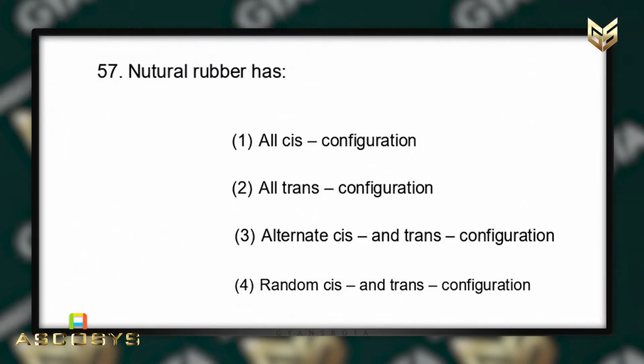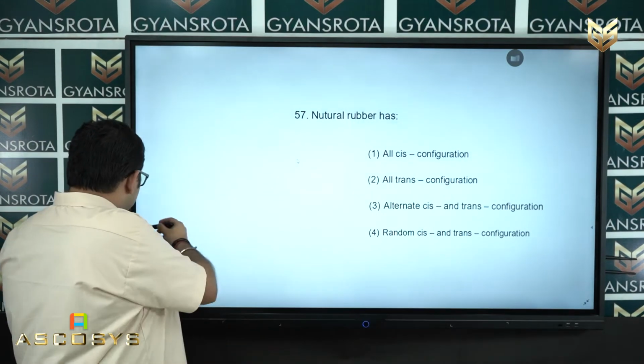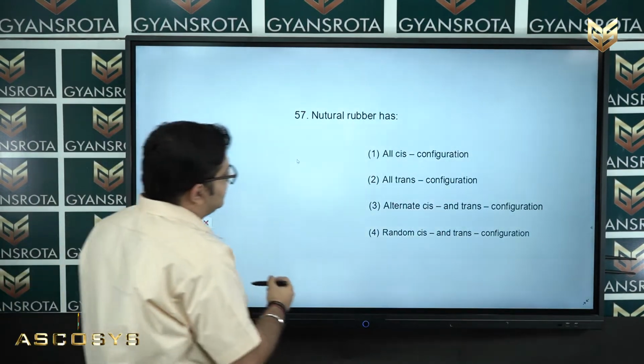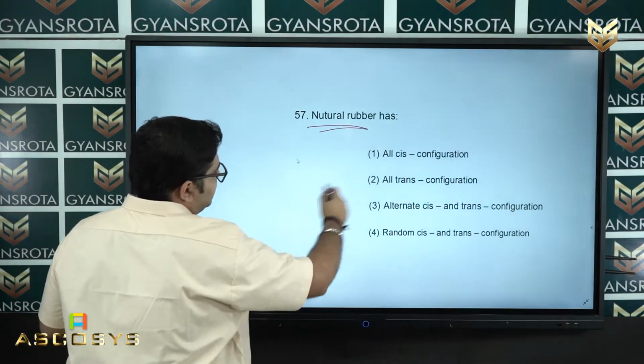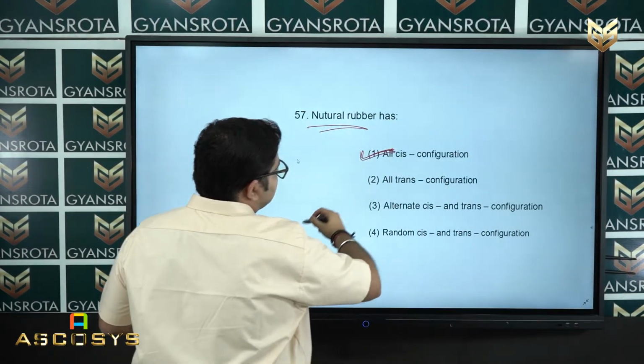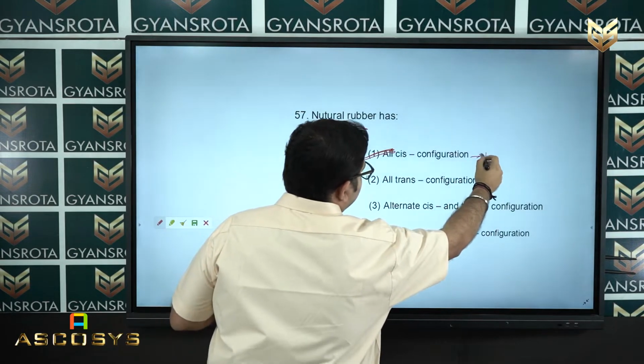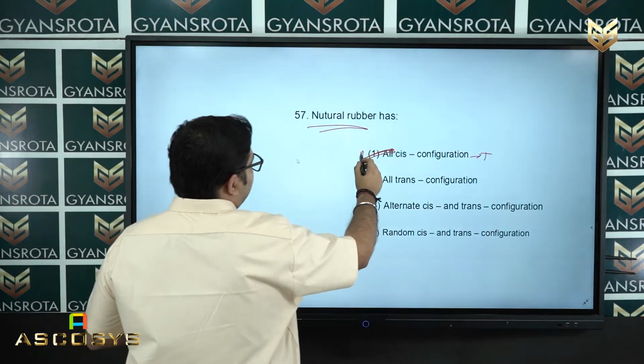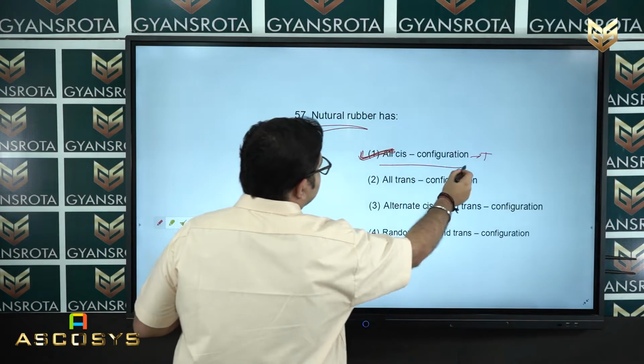So, question number 57 is on your screen. Natural rubber has. Okay, this question comes from the polymer chapter of your class 12 NCERT and it is a very easy answer. So, now we are moving to the solution part. So, what is the solution, my dear students? The solution, natural rubber. Which one is the natural rubber? All cis configuration. Yeah, the first option, all cis configuration is called your natural rubber, having this cis configuration.